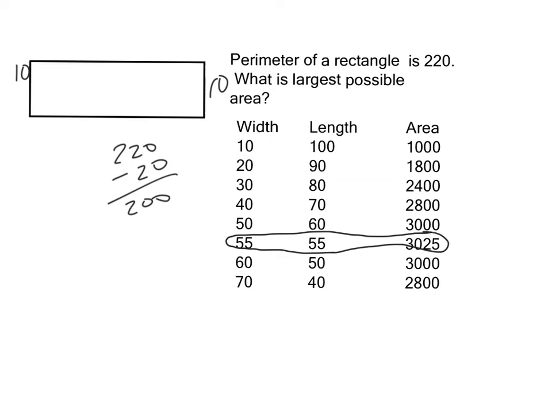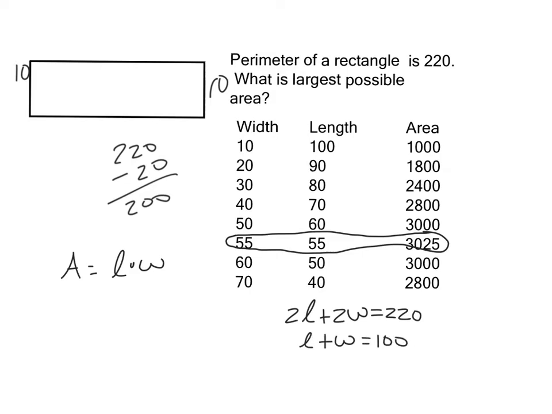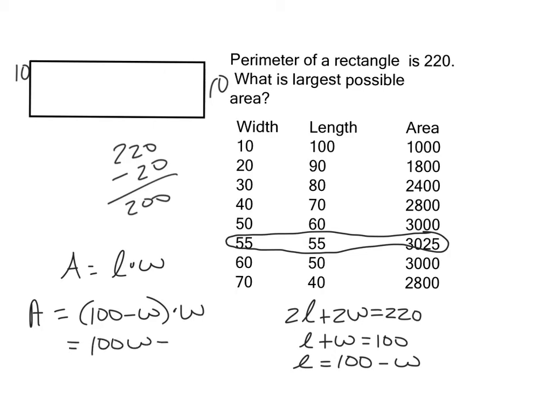So we want to find the largest possible area, so area is length times width. So what we could do is use the formula, 2 length plus 2 width equals 220. Length plus width is 110. Solve for either L or W. So I'm going to solve for L. So L equals 110 minus W. And then we're going to substitute that into the area formula. So area equals 110 minus W times W. So we get 110W minus W squared.